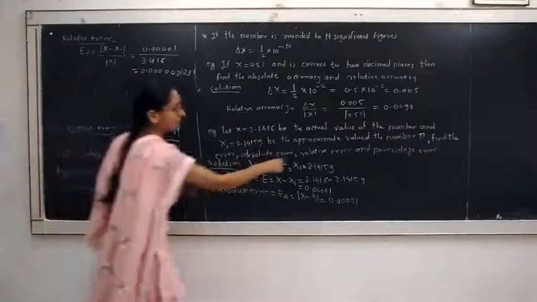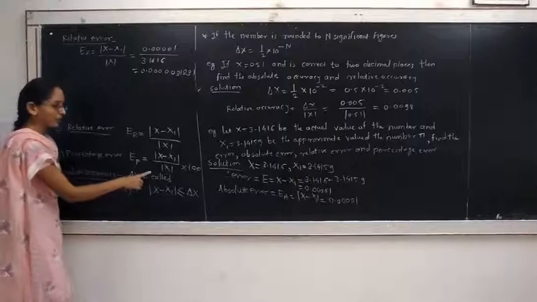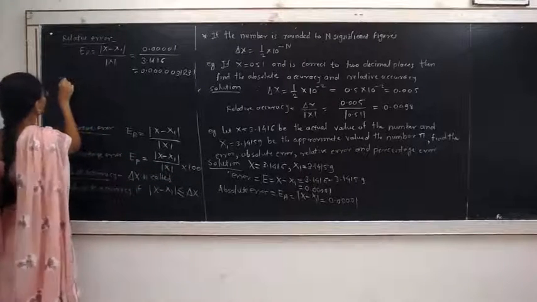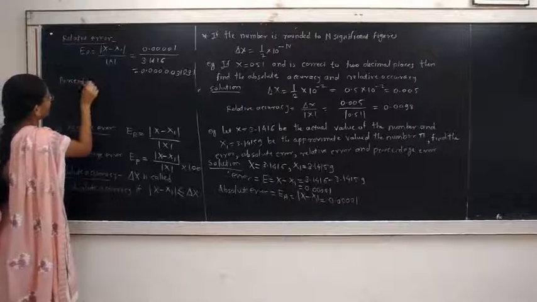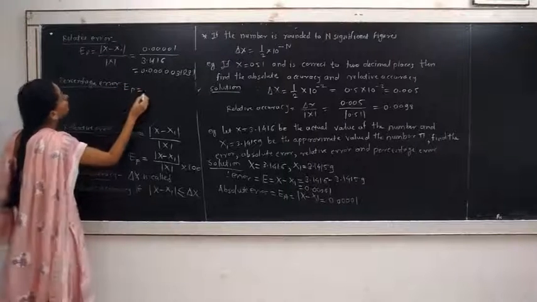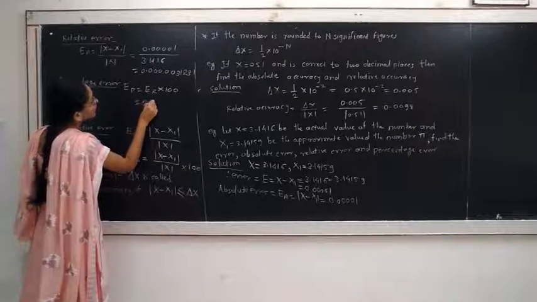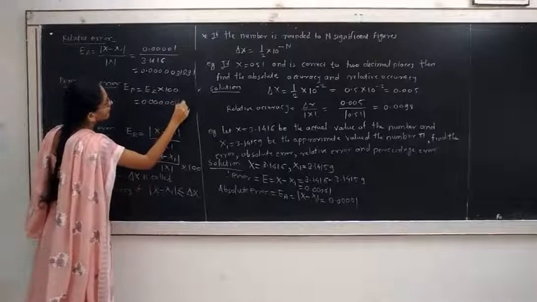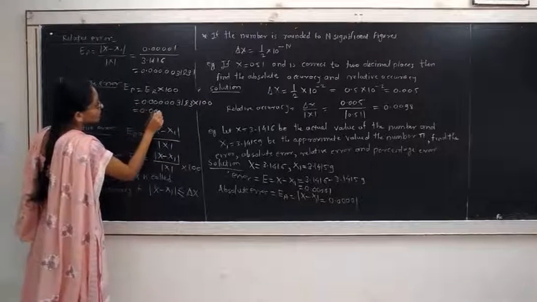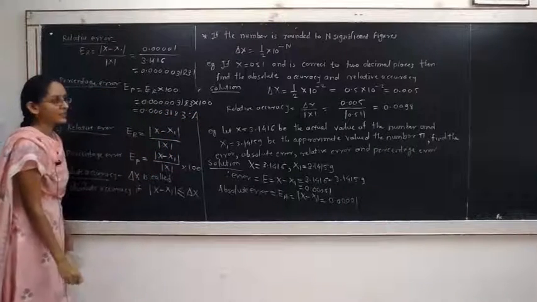The next question is the percentage error. Percentage error has this formula, relative error into 100. EP is equal to ER into 100. This is equal to 0.000003183 into 100, which is equal to 0.000383%. This is the percentage error.